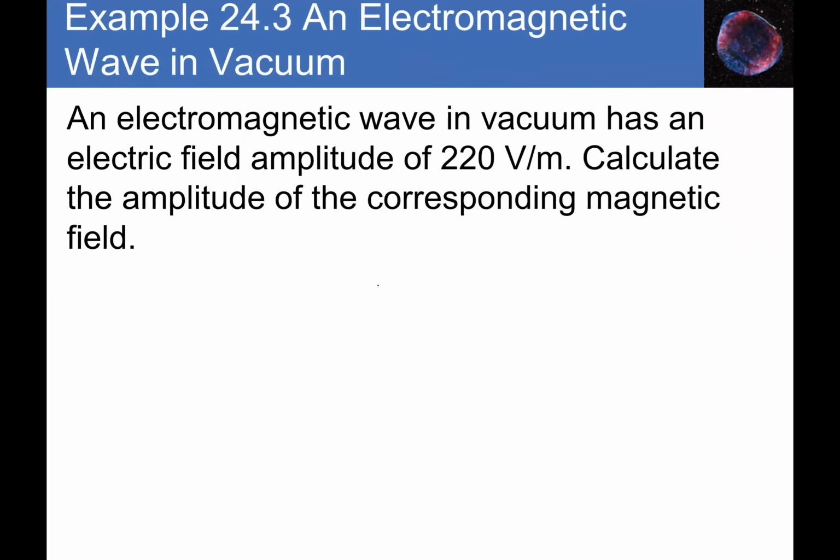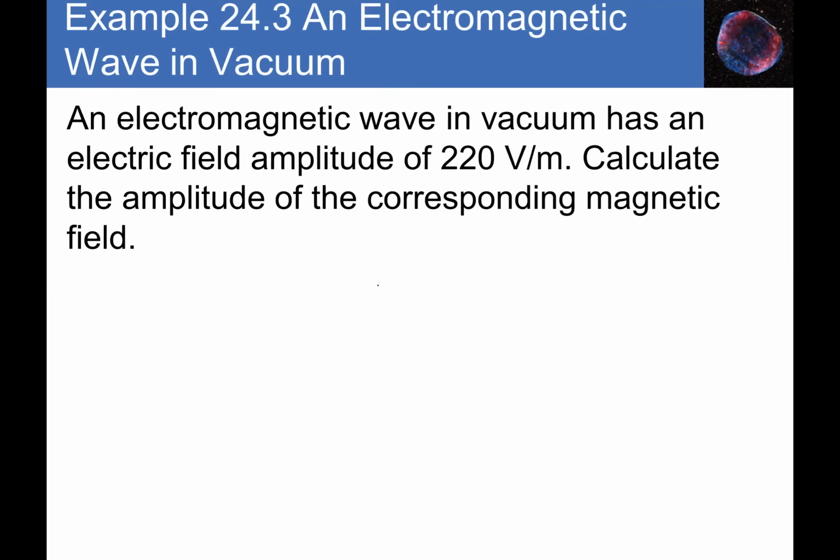Okay. So let's solve a few examples here. An electromagnetic wave in vacuum has an electric field amplitude of 220 volts per meter. Calculate the amplitude of the corresponding magnetic field. All right, well, it's easy enough now because remember, the electric field, it's in vacuum.